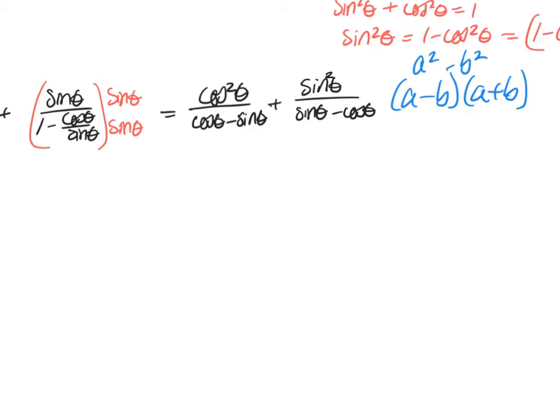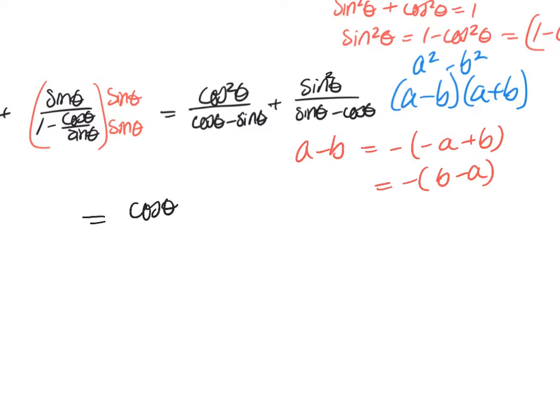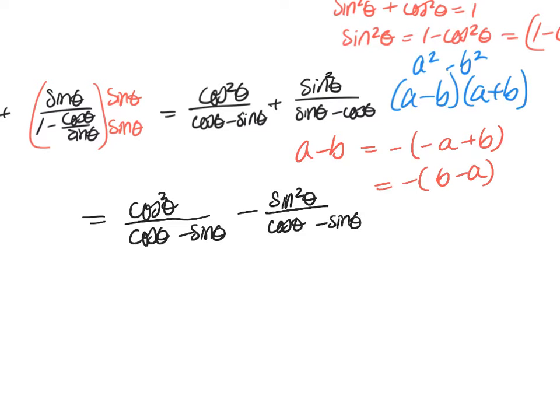All right. In the denominator, I have this rule that says if I have a minus b, I can pull out a negative and make it a negative a plus b, which means I can write this as a negative b minus a. Do you all agree to that? Okay. So in the numerator, I'm going to have the cosine squared of theta over cosine theta minus the sine theta. On the next one, I'm going to pull out a negative so that plus becomes a minus, and then it becomes sine squared theta over the cosine of theta minus the sine of theta.